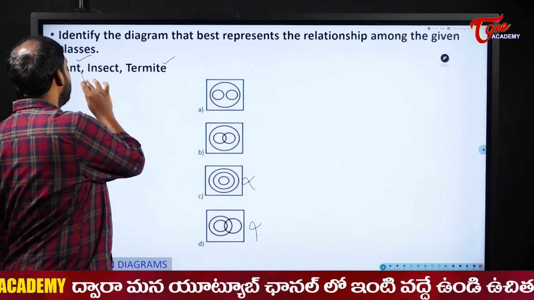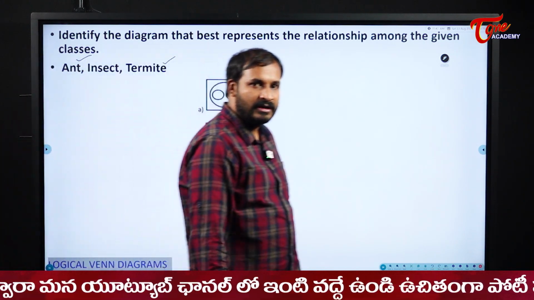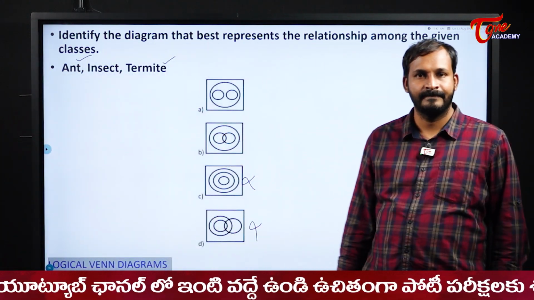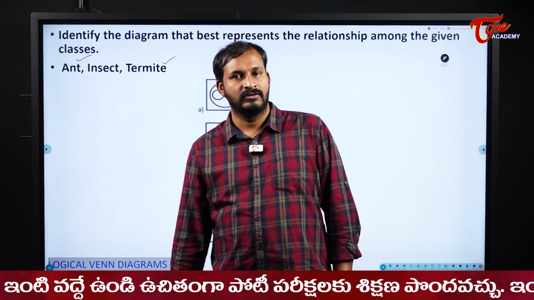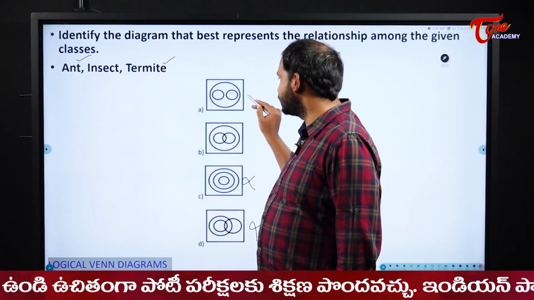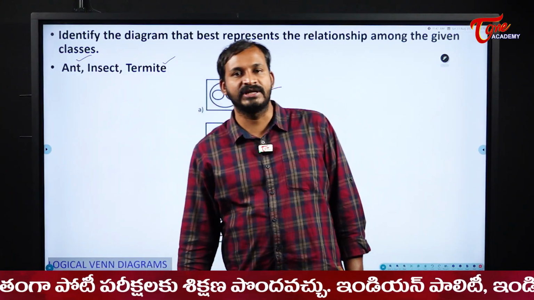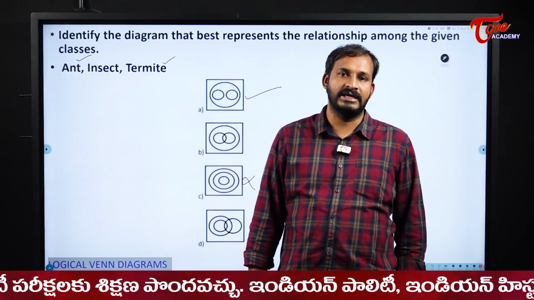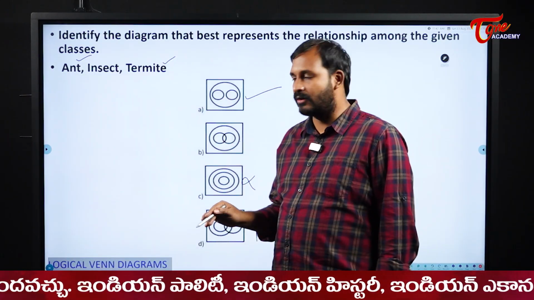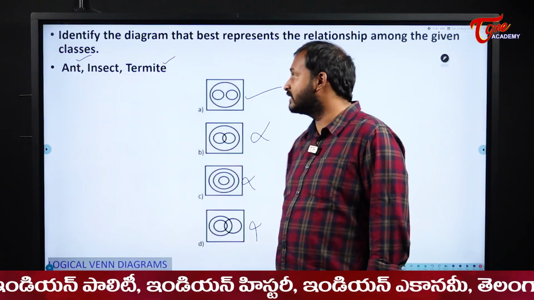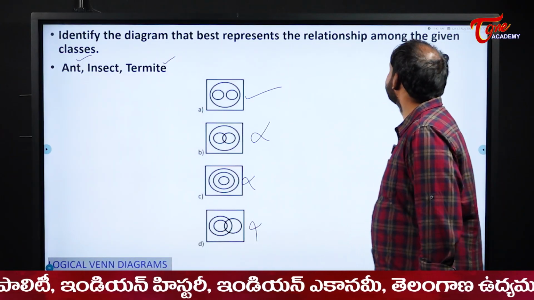But will there be any relation between ant and termite? Are ants termites here? Termites are different and ants are different, students. So, our answer here becomes option A. Termites and ants are two different insects. The best one among the given four is option A.